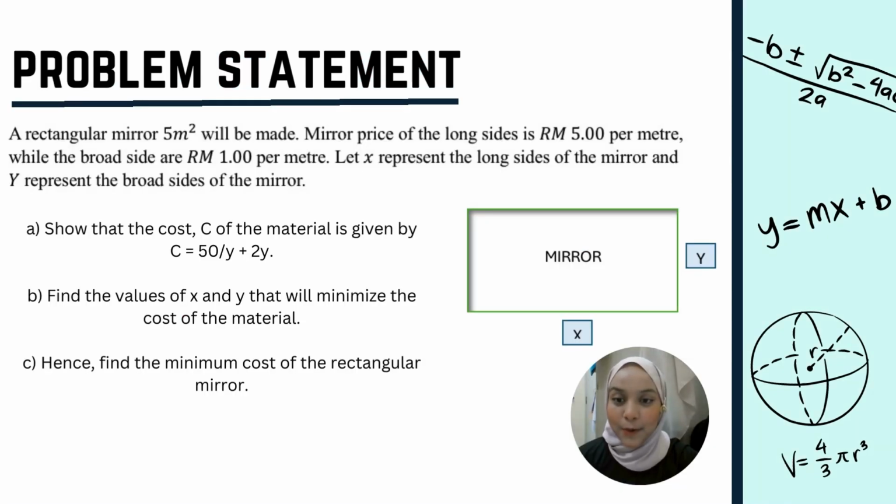Then, this is our problem statement. A rectangular mirror of 5 meters square will be made. The price of the long side is 5 ringgit per meter, while the broad side is 1 ringgit per meter. Let X represent the long side and let Y represent the broad side of the mirror. A. Show that the cost C of the material is given by C equals 50 over Y plus 2Y. B. Find the values of X and Y that will minimize the cost of the material. C. Hence, find the minimum cost of the rectangular mirror.